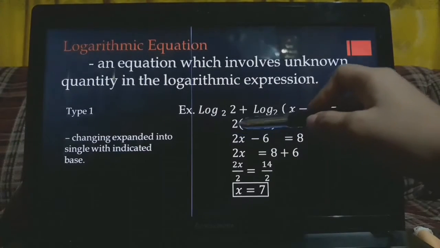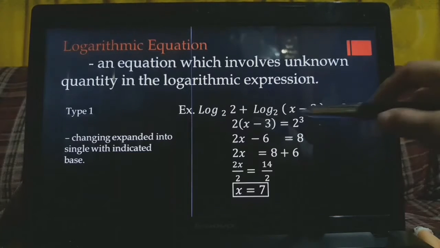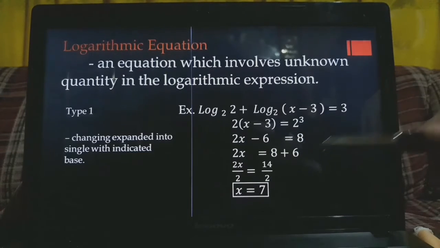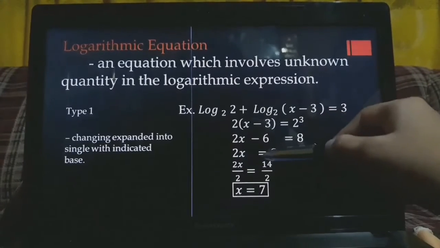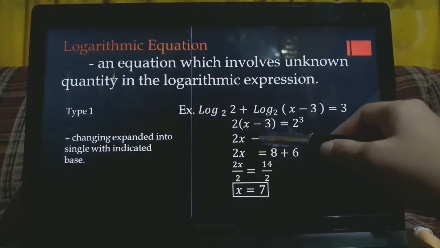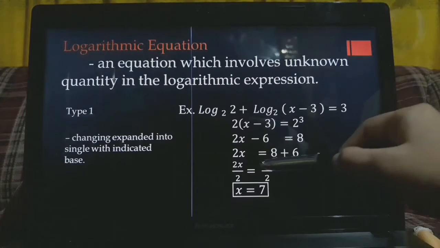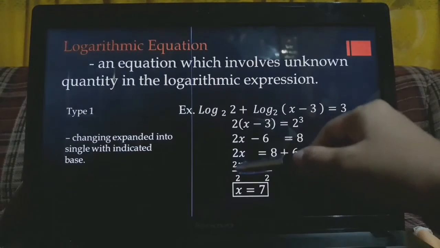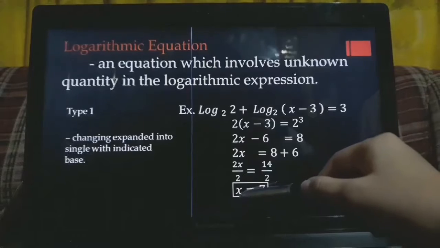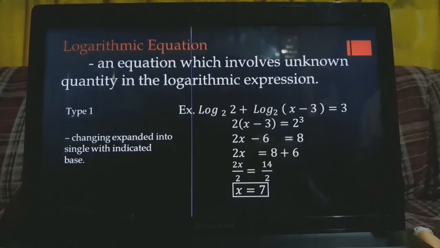Simplify. 2 times x, 2x, minus 2 times 3, 6, is equal to 2 raised to 3, which is 8. Transpose. It will become 2x is equal to 8 plus 6. It is negative, so it will become positive when you transpose. Simplify again. 2x is equal to 8 plus 6 is 14. Divide it by 2 so that it will be cancelled. Cancel. It will remain as x is equal to 14 divided by 2 is equal to 7.